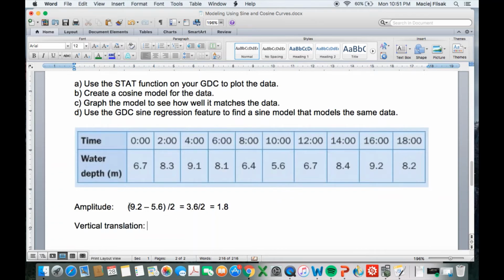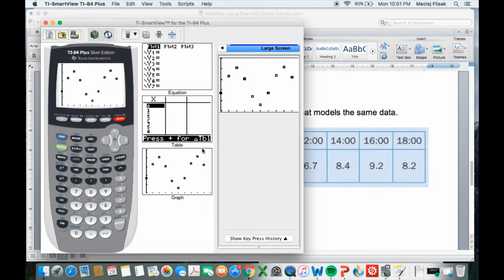Let's look at the calculator for a second. So 9.2, 5.6, and the amplitude is 1.8. So there's my 9.2, there's my 5.6, and I subtracted those. 9.2 minus 5.6 was 3.6, and I divided by 2 to figure out the amplitude. So the center line would be somewhere here, and it would be 1.8 up and 1.8 down. So 1.8 up, 1.8 down would get us the amplitude from the center line.